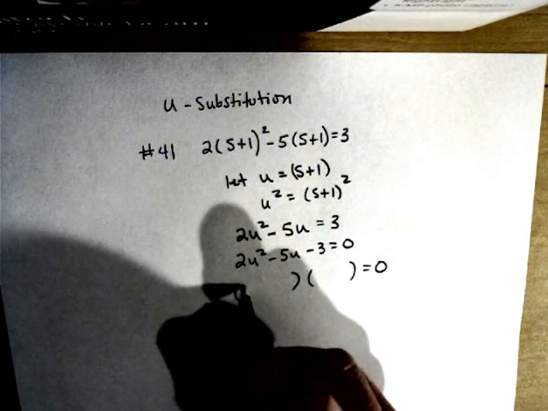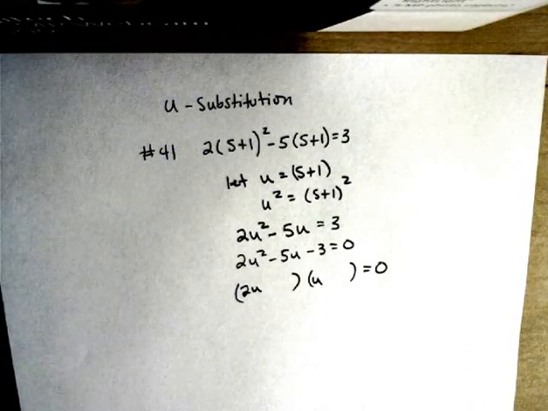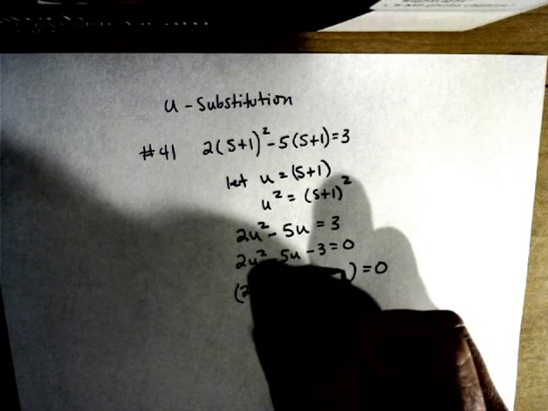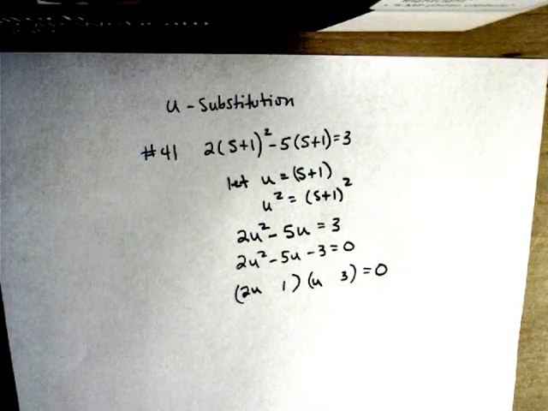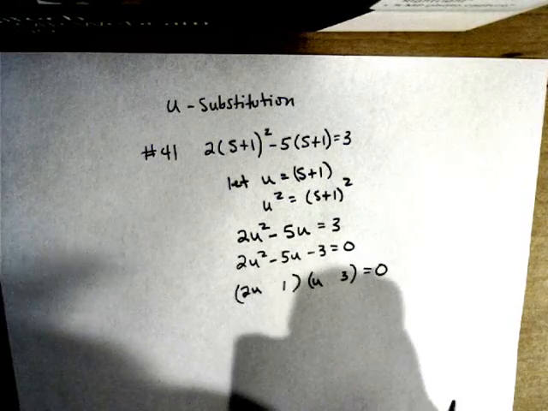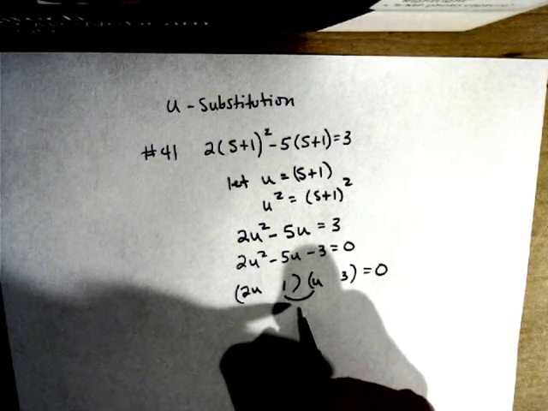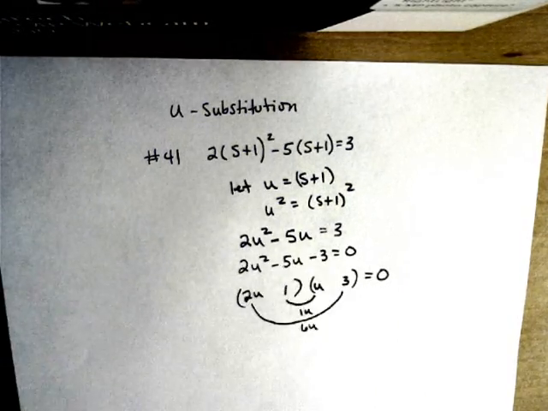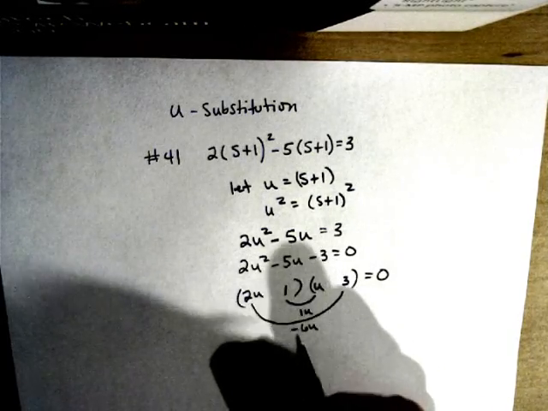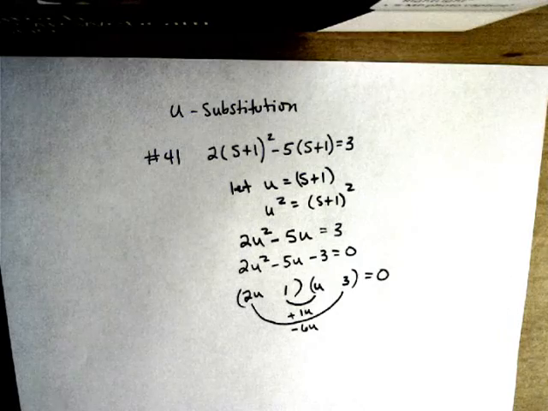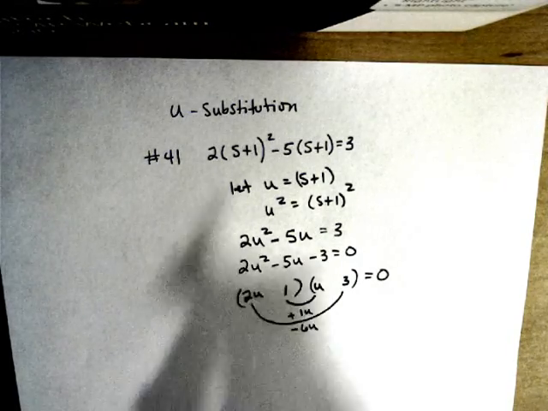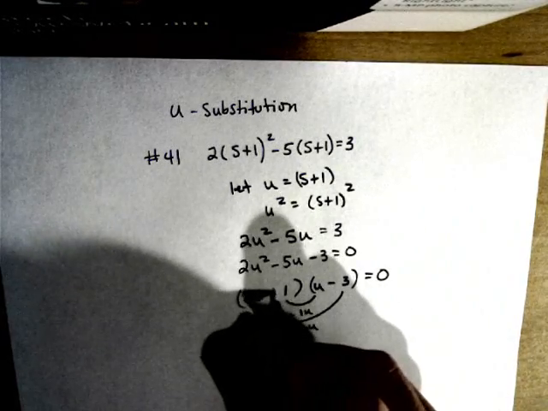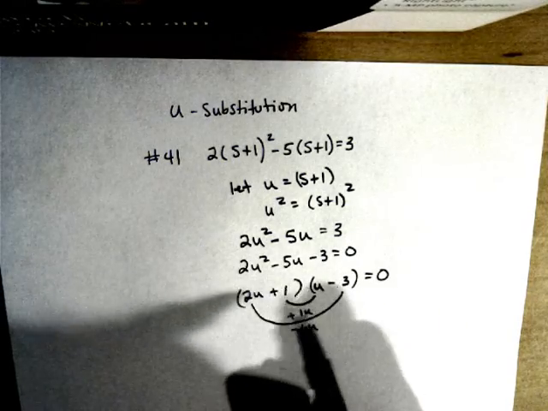Break down the 2u squared to 2u and u, and we'll break down the 3 to 3 and 1. Let's try the 3 over here, and we'll try the 1 over here. Again, we need to get negative 5 in the middle, so this will end up being a 1u, and this will end up being a 6u. We need a negative 5, so if we made the 6 negative and the 1 positive, we would get the correct negative 5 in the middle. So to get the negative 6, we need to put the 3 as negative, and we need this term to be positive. Let's check it.